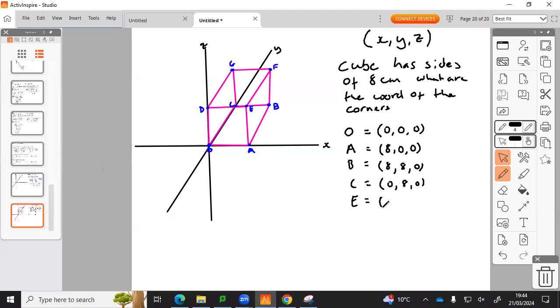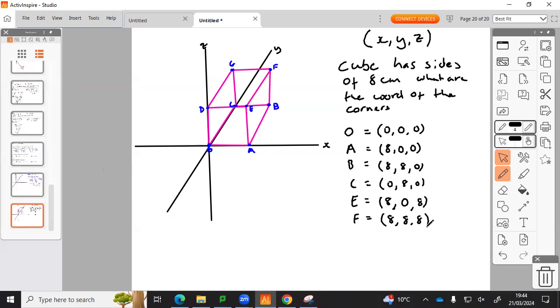Okay, so I'm at A on the X. I've not got any depth back, which is my Y. So I'm 0 on the Y, and I'm 8 on the Z. F is my biggie. I've gone back 8 on the X, or 8 on the Y, and 8 on the Z.